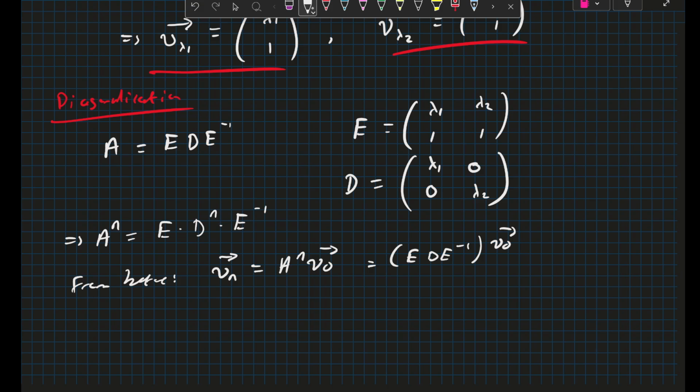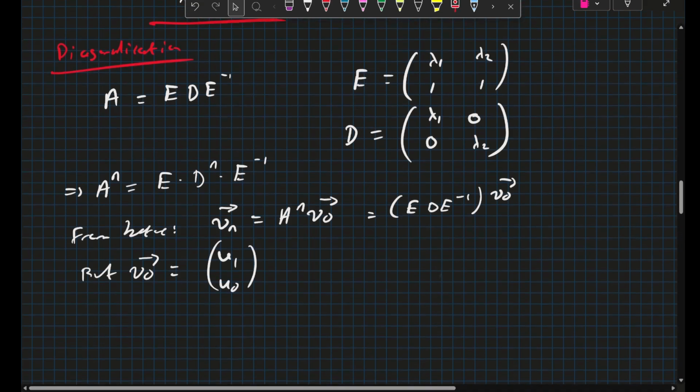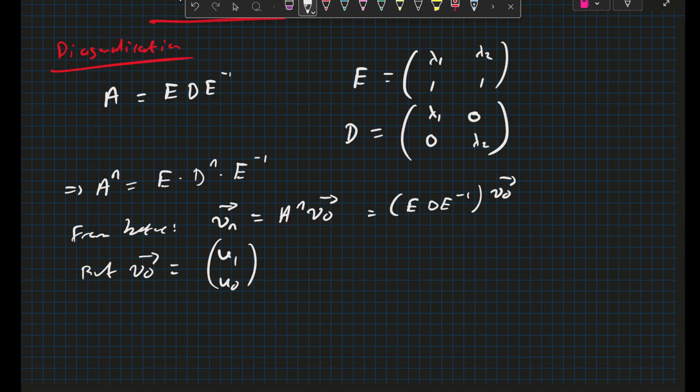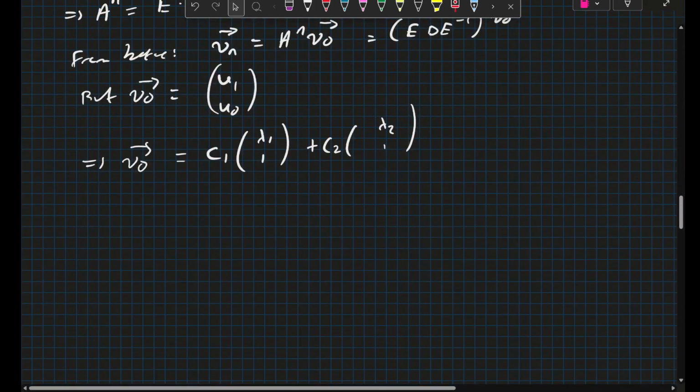But we already know what V0 is. V0 is just the column matrix (u1, u0). Not generally, it's u1, u0. So what we can say for this, because it's being multiplied by our corresponding eigenvectors, is that V0 is a linear combination, so c1 essentially of the eigenvectors, (lambda 1, 1) plus c2 (lambda 2, 1). So just representing it as a linear combination of those eigenvectors.